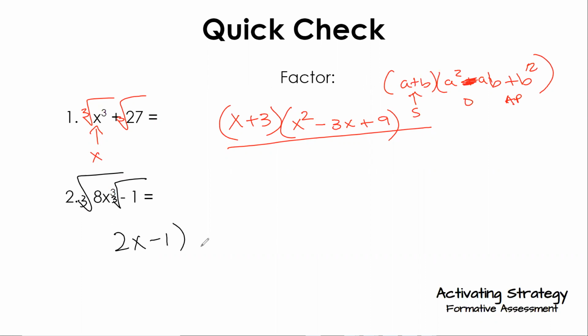Okay, so now we're going to have the same sign as the original. Then we're going to have a squared. So 2 squared is 4. x squared is x squared. And then we're going to have the opposite sign, that's going to be a plus this time. And we're going to take 1 times 2x, which is going to give us 2x. And then -1 squared, which is going to give us +1.